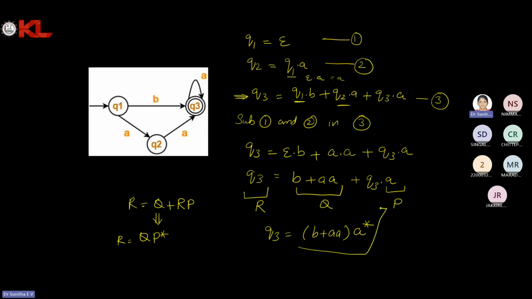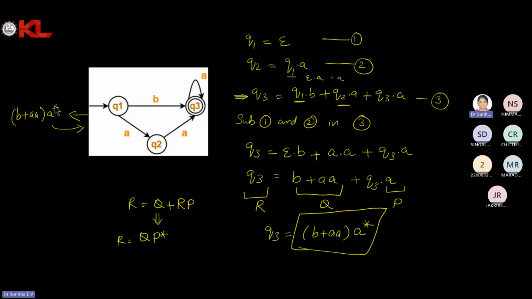So this is the expression for this given FA. This FA can be represented with the B plus AA concatenated with the A star. This regular expression represents this FA. Okay.